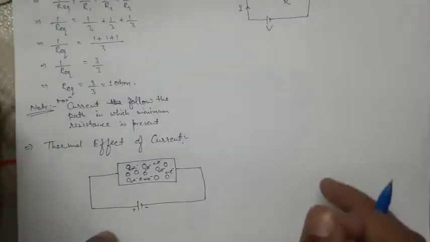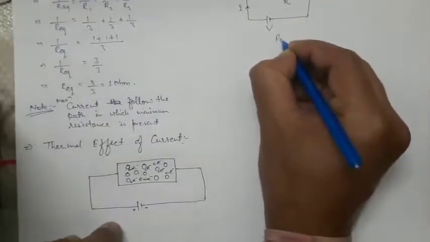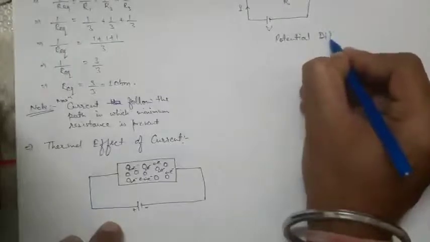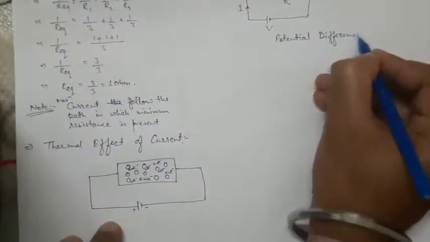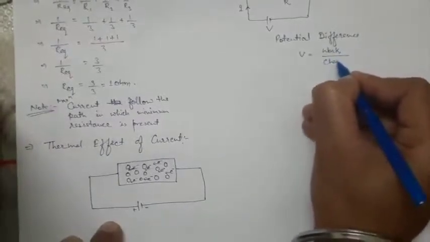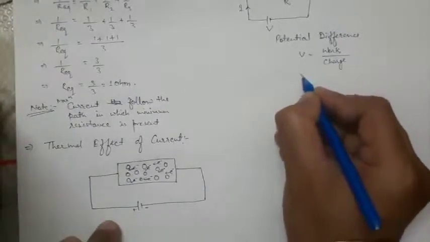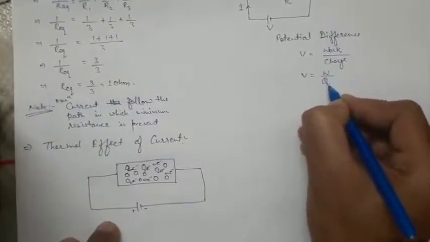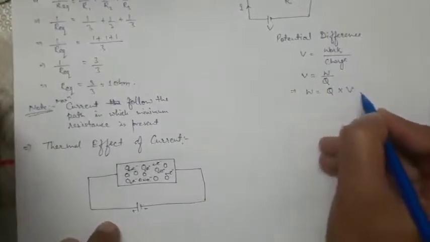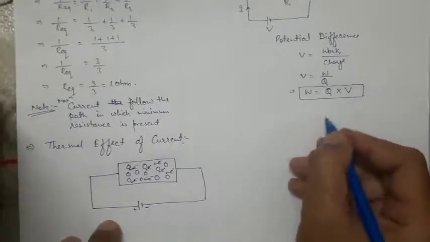Now we solve. We all know that the potential difference across the resistance, potential difference V equals work upon charge. In the initial classes we had studied that. Potential difference V, work is W, charge is Q. So the work can be written as the charge into the potential difference.